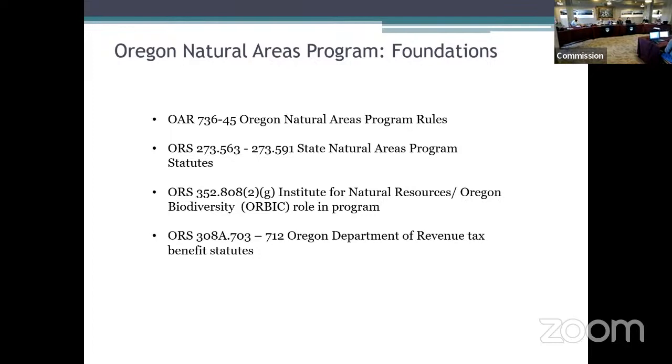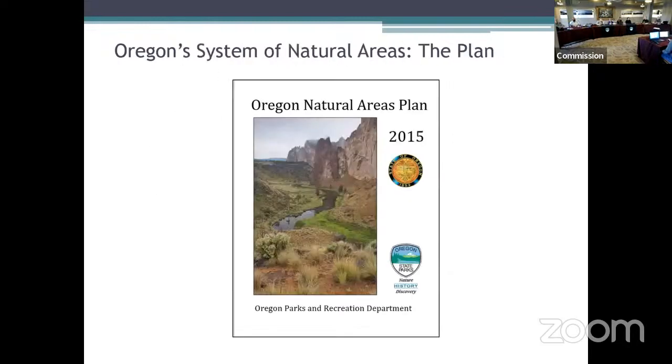And this program has tax implications for private landowners. And so Department of Revenue also has statutes and rules that I didn't put the rules here, but they have rules as well related to how those tax benefits play out.